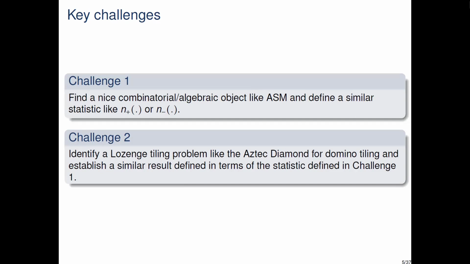One is you need to find an algebraic or combinatorial object like ASM, and you want to define statistics like n plus or n minus like we had earlier. And the second one would be to identify a lozenge tiling enumeration problem, in the same way that for domino tiling you already have the Aztec diamond. So what is the similar kind of problem in the realm of lozenge tiling? These are the two challenges associated to the question.